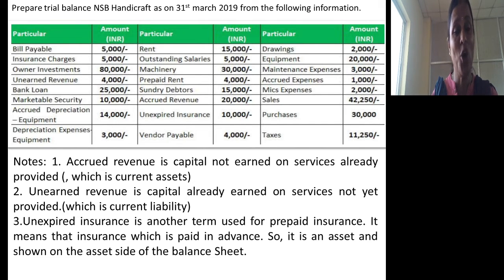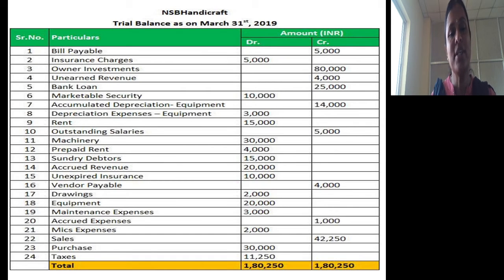We have various account balances. We must be in a position to identify which category a particular account belongs to, whether it belongs to assets, liabilities, capital, expenses or losses, or income and gains. If you know this, then it is very easy to prepare a trial balance, because all assets show a debit balance, liabilities show a credit balance, expenses and losses show a debit balance, income and gains show a credit balance, and capital shows a credit balance. So see how I prepare.